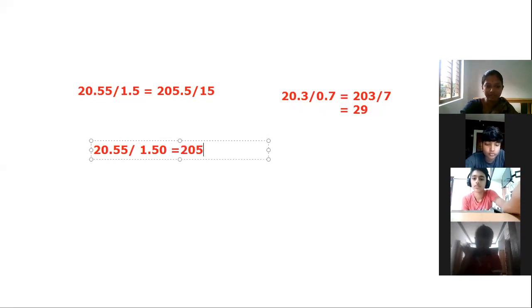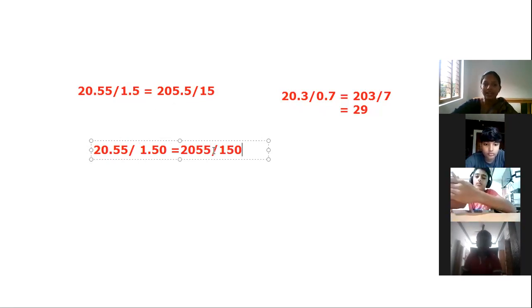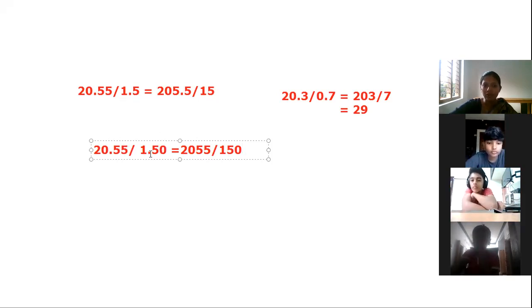2055 divided by 150. Then we will get the same answer as here. But for changing it like this, we have to change only by 205.5 divided by 15. Because we know that here there are 2 digits after the decimal point, and in 1.5 only 1 digit, so the common digit we are replacing. In the first case also we have replaced the common digit, is it?